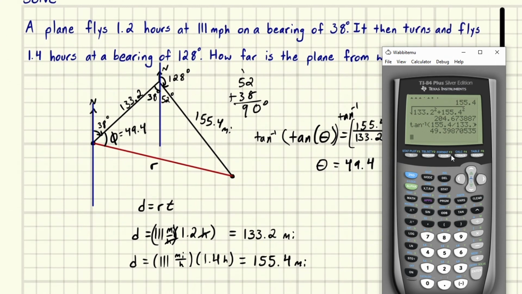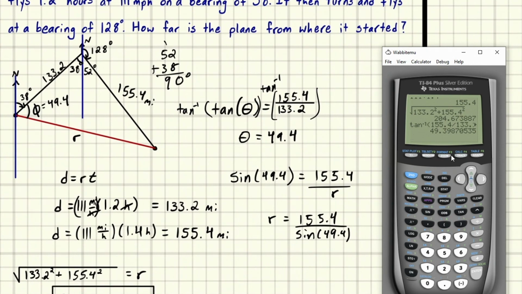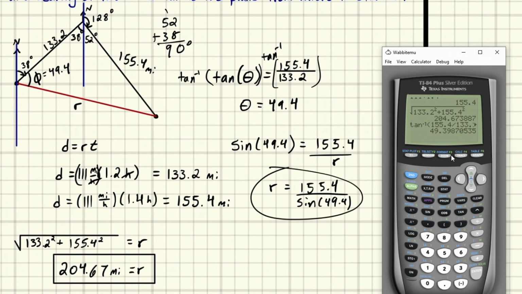Now using this, we can use sine or cosine to get r, right? Because we know the adjacent or the opposite. I'm going to go ahead and just use sine. So sine of this angle, 49.4, has to equal the opposite, which is 155.4, over the hypotenuse r. Solving for r, we get 155.4 over sine of 49.4. And if this step threw you off, just go through the motions: multiply by r to both sides, and then divide by sine of 49.4 to both sides. You'll get the same thing.